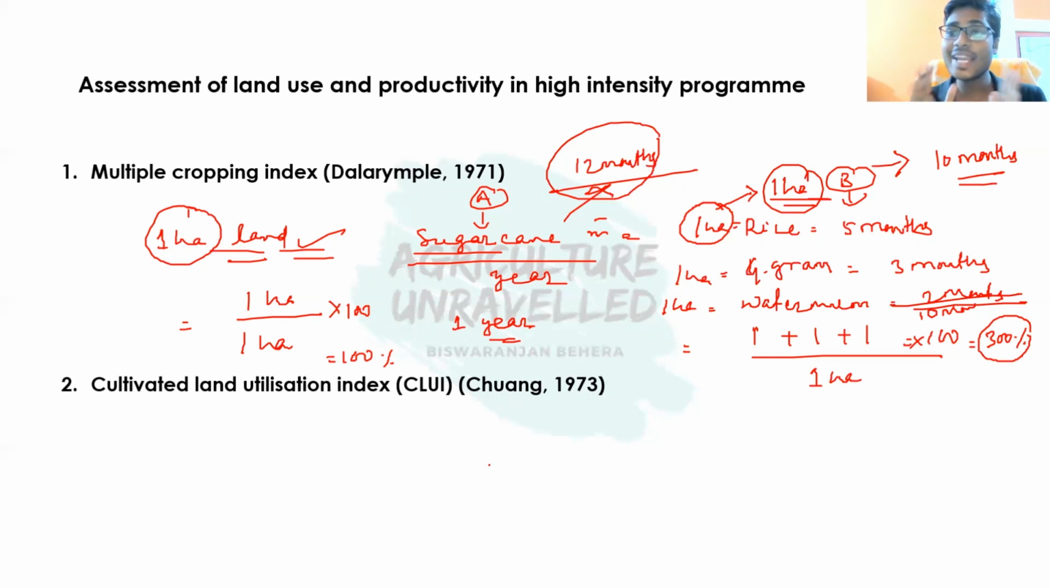But the cropping intensity of farmer B is 3 times higher than farmer A. So the cropping intensity does not reflect the true picture of land utilization, because for A the land is utilized throughout the year, but for B the land is utilized for only 10 months, yet the cropping intensity is higher for B as compared to A. So we need another important indicator that represents the true picture of land utilization.